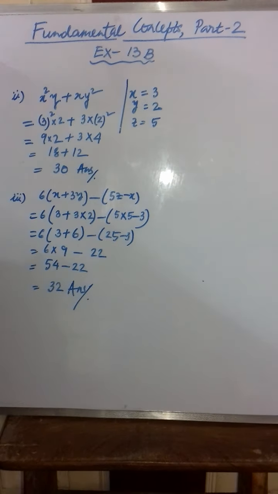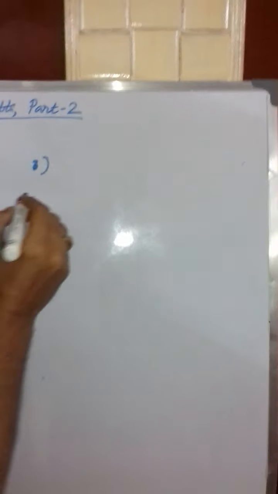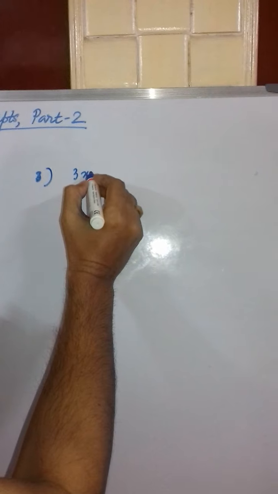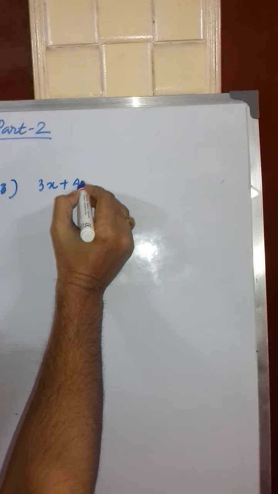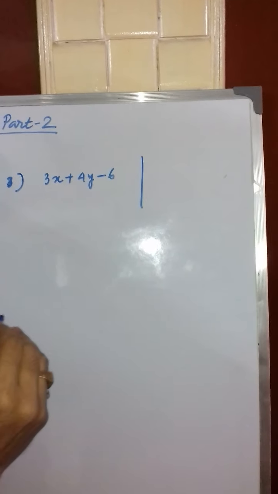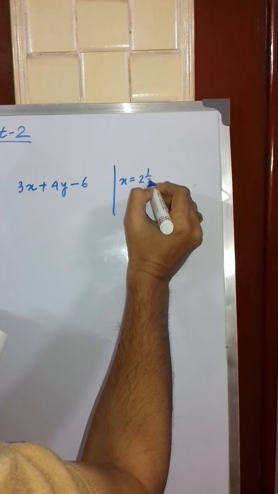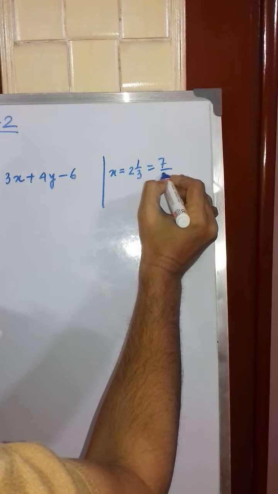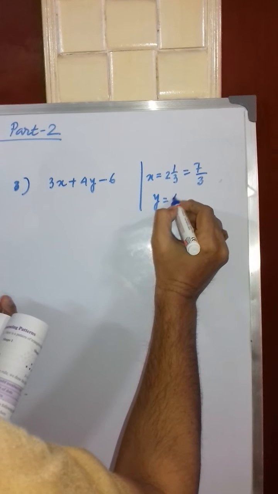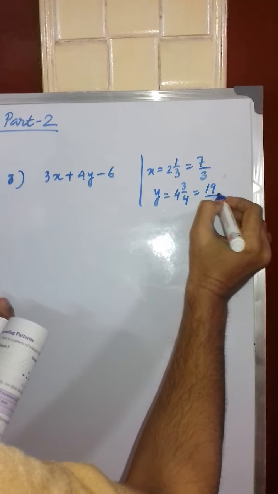Okay, move to question number 3. You have to find the value of 3x plus 4y minus 6, and the given value of x equal to 2 1 by 3, that means 7 by 3, and value of y equal to 4 3 by 4, that is 19 by 4.